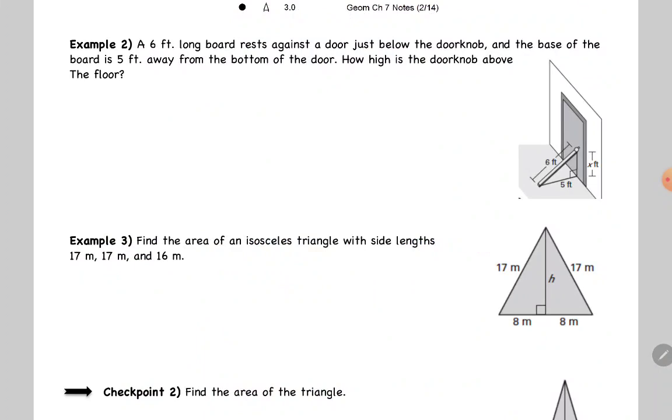Okay. A 6-foot long board rests against the door just below the doorknob, and the base of the board is 5 feet away from the bottom of the door. How high is the doorknob above the floor? So if you look down here in this picture, they drew it out for us. We have a right triangle.